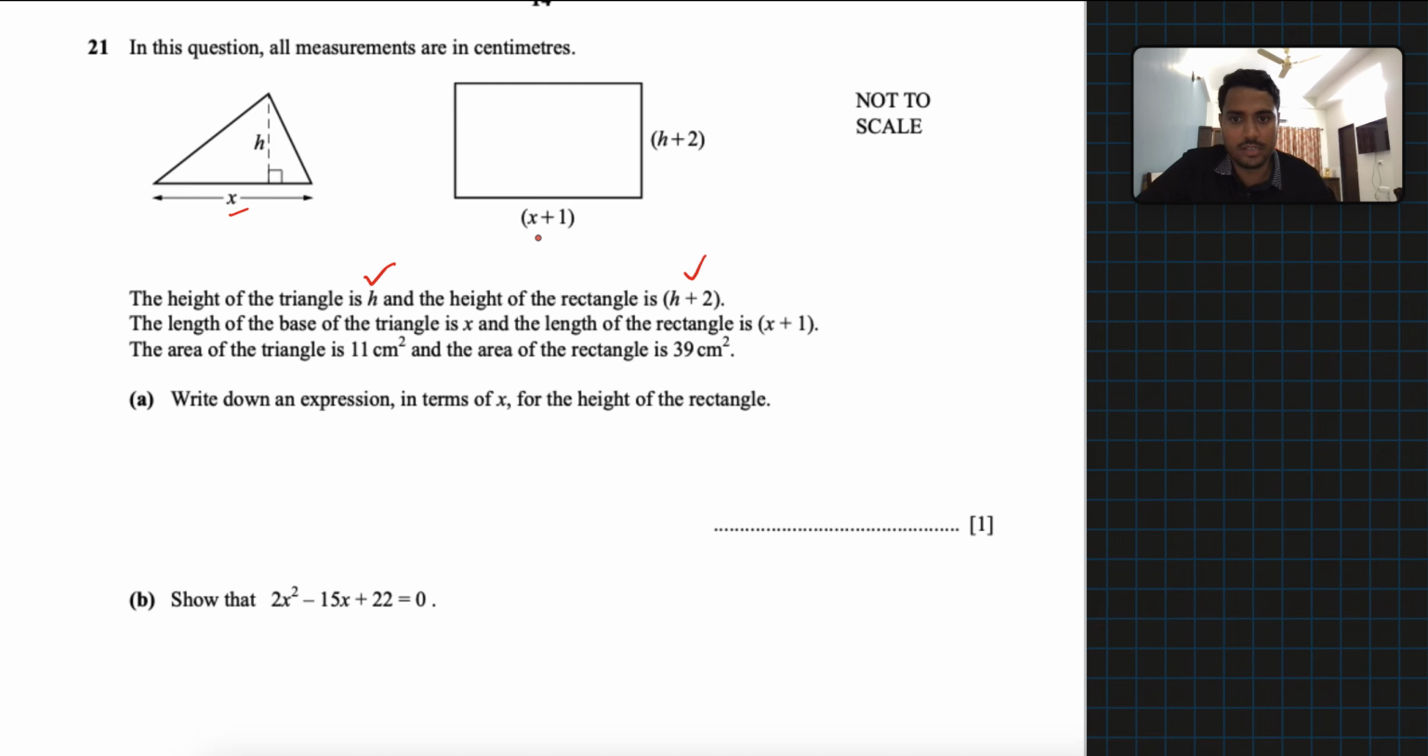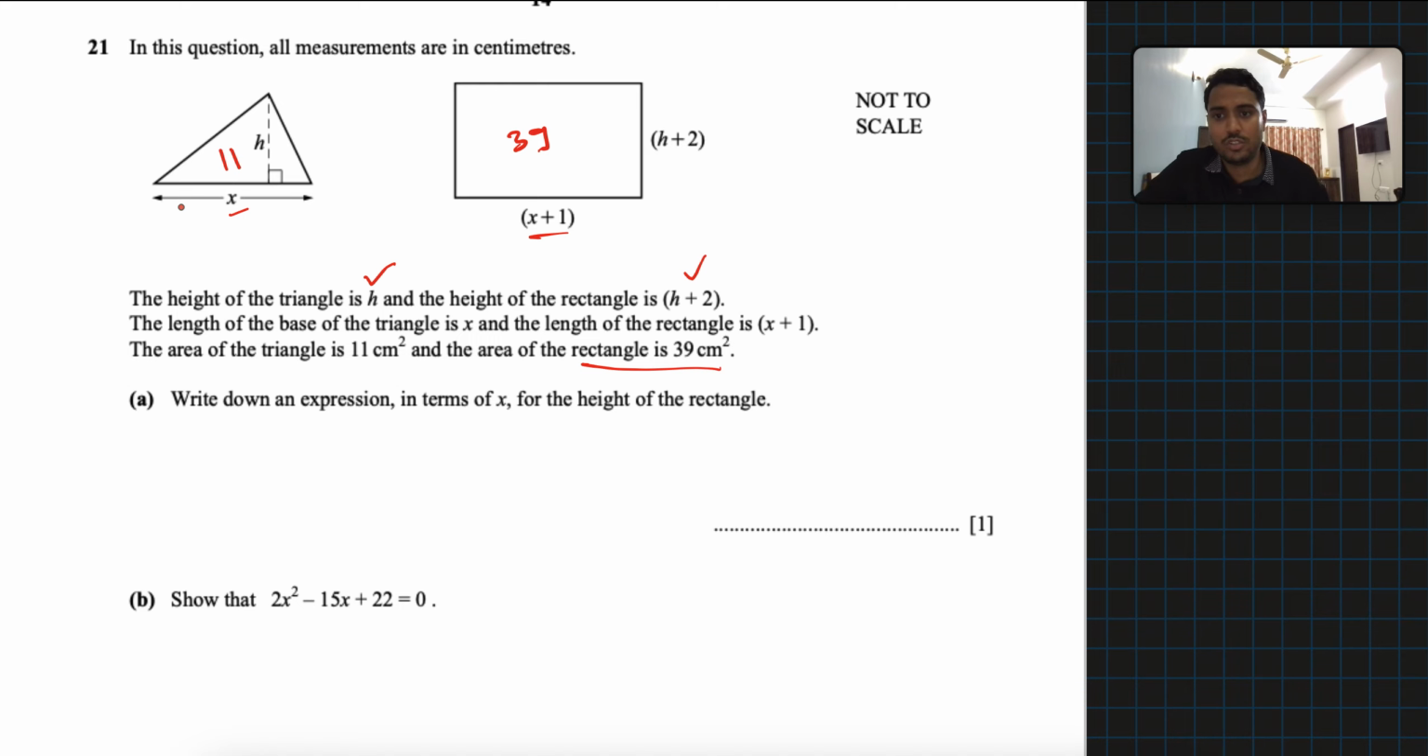This is x plus 1. The area of the triangle is 11 centimeter square, and for the rectangle it is 39 centimeter square. Write down an expression in terms of x for the height of the rectangle. Height is h plus 2, so this is h and this is h plus 2. We have to work out the height of the rectangle.